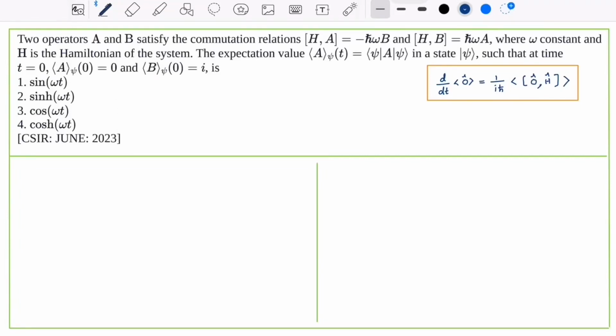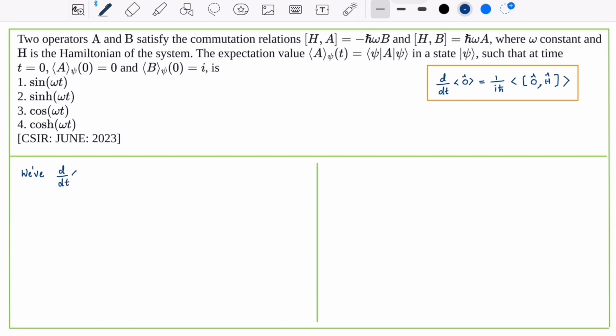Problem 151, Quantum Mechanics. Two operators A and B satisfy the commutation relations: the commutator of H and A is equal to minus ħω B, and the commutator of H and B is equal to minus ħω A, where ω is a constant and H is the Hamiltonian of the system. The expectation value of A at time t is ⟨ψ|A|ψ⟩ in a state ψ such that at time t = 0, the expectation value of A is equal to 0 and the expectation value of B is equal to i.